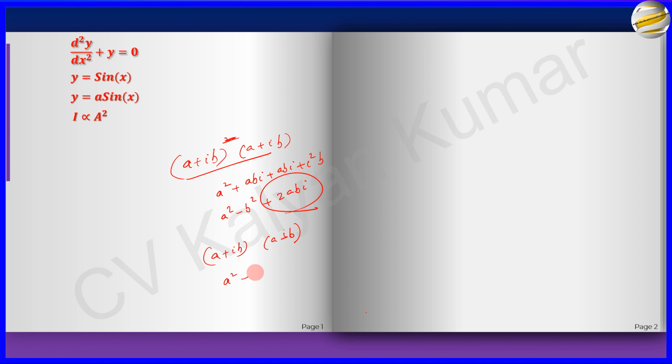I get negative abi. Here I get positive abi, and here I get negative i square b square. I think I forgot the b square here. So negative i square b square. So this gets cancelled, and negative i square is -1, negative i square is +1. It simply gives me a real value.